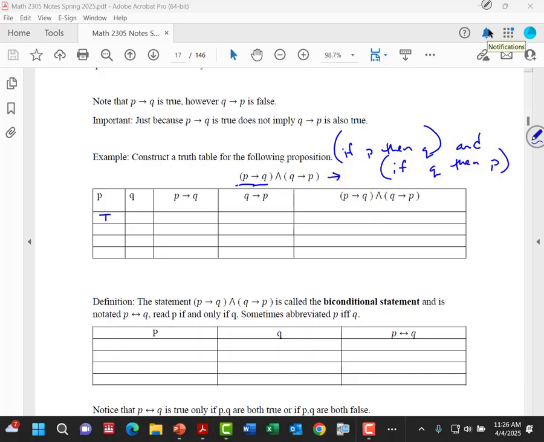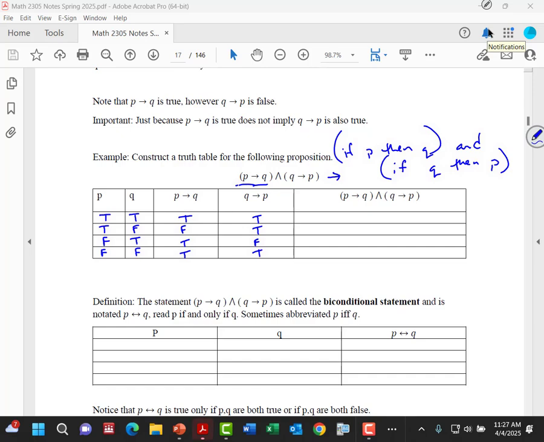P and Q could both be true. I could have a true and a false. I could have a false and a true, or a false and a false. So the conditional, P implies Q, is true, false, true, true. And Q implies P is true, true, false, true.